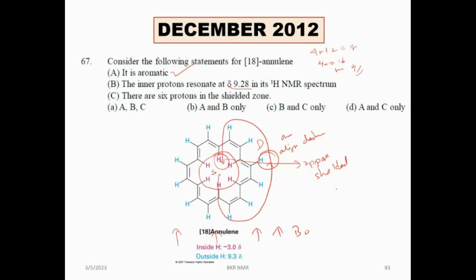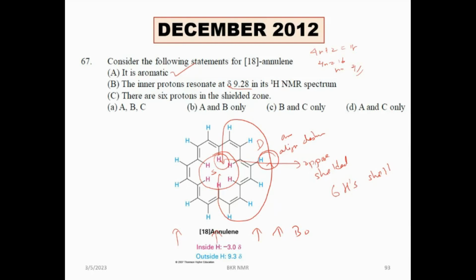So in problems, you will say the 6 inner hydrogens of the annulene will be shielded. They'll have a value of minus 3.0. And the 12 outer protons will be deshielded. They'll have a value of 9.0. Just keep that in mind.